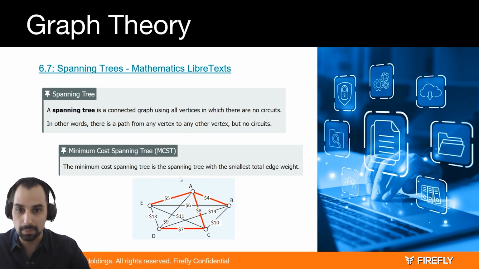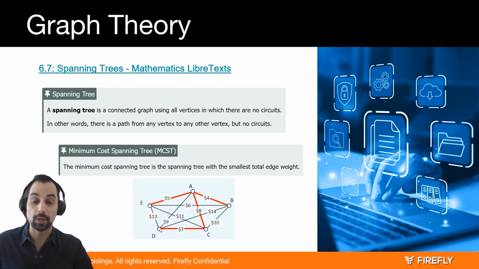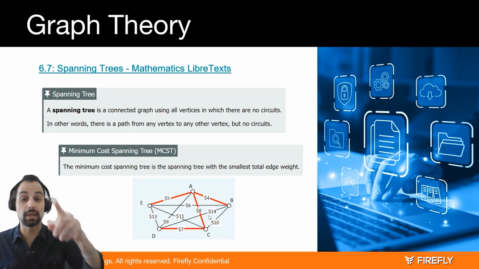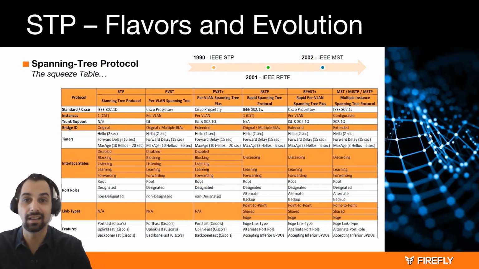So here we have an example. In this case, the example is made with money. We can think of this like roads and different cities, or maybe different corners of streets or whatever, and this would be the minimum cost spanning tree to reach all of the nodes, but again, without making any kind of loops. Okay, guys, last slide before we jump into the labs.